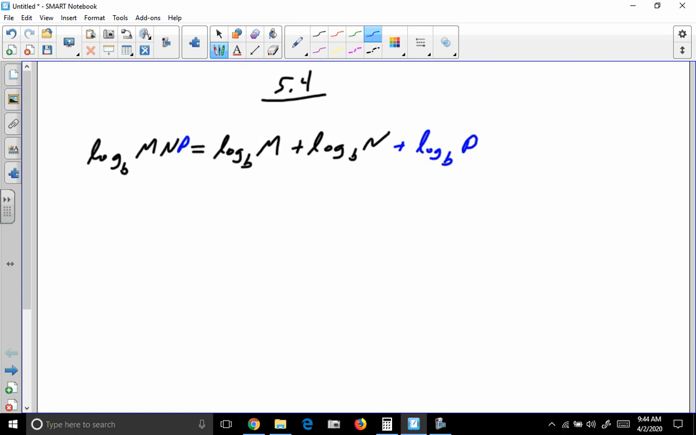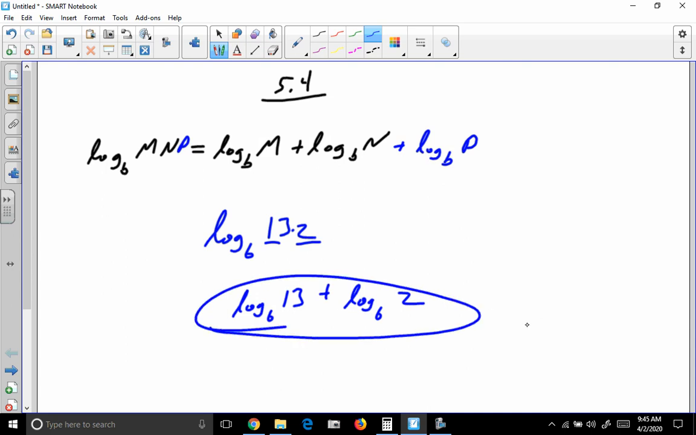So one of the ones that I pulled up from homework is log base 6 of 13z. So keep in mind what 13z means. 13z means 13 times z. So we can express this as the log of 13 and the log of z. So log base 6 of 13, log base 6 of z, and those get added together. So this is just one of the properties of logarithms.